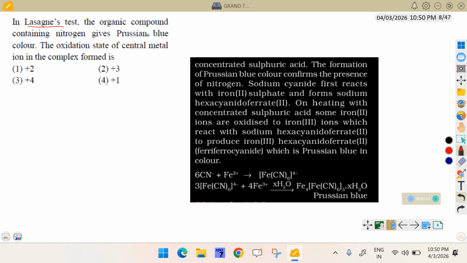In Lassaigne's test, the organic compound containing nitrogen gives Prussian blue color. What is the oxidation state of the central metal ion in the complex? Central metal ion in the complex is iron. Central iron oxidation state is +2. Here two iron atoms are present. Counter ion iron oxidation state is +3. Central iron oxidation state is +2.